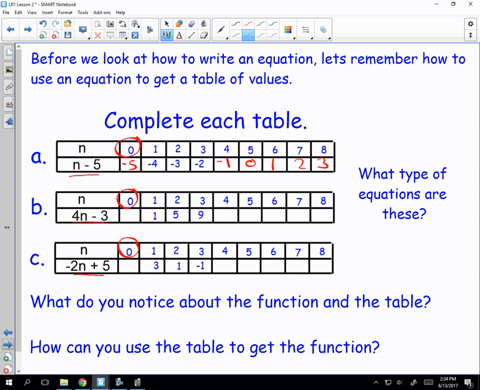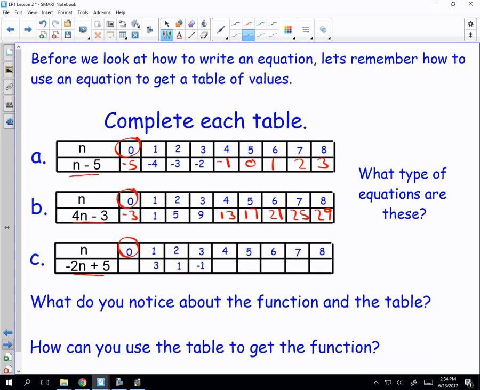Same thing here for B. We plug in a 0, we end up with a negative 3, and then we keep working through. We plug in a 4, we get 13. Plug in a 5, we get 17, 21, 25, 29. So we're following the pattern by plugging the numbers into the equation and solving.